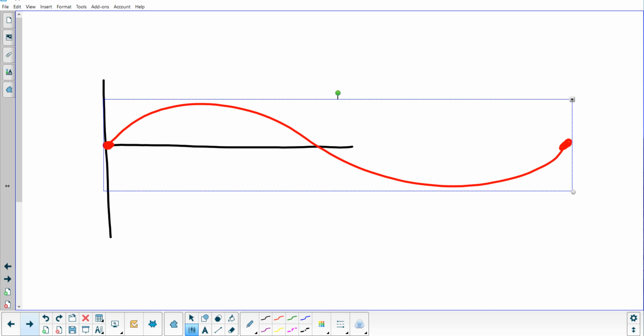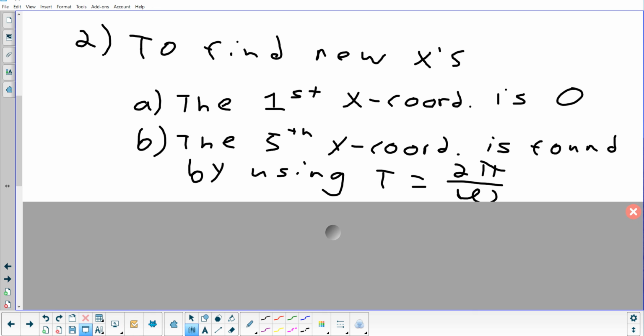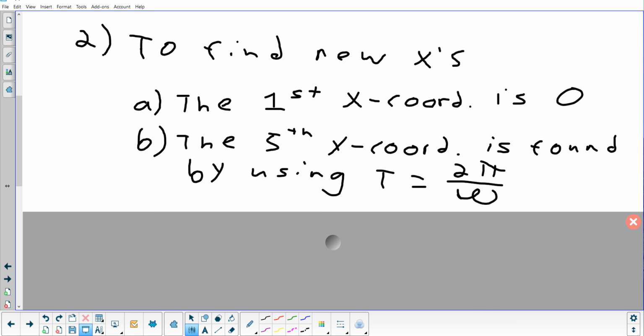Yep. Y equals either sin or cos, and we use 2 pi over omega. That formula will tell you the distance to travel one cycle. So to get the beginning, it's always 0. To get the end, you take 2 pi and divide by omega. And that tells you where your fifth x coordinate is.